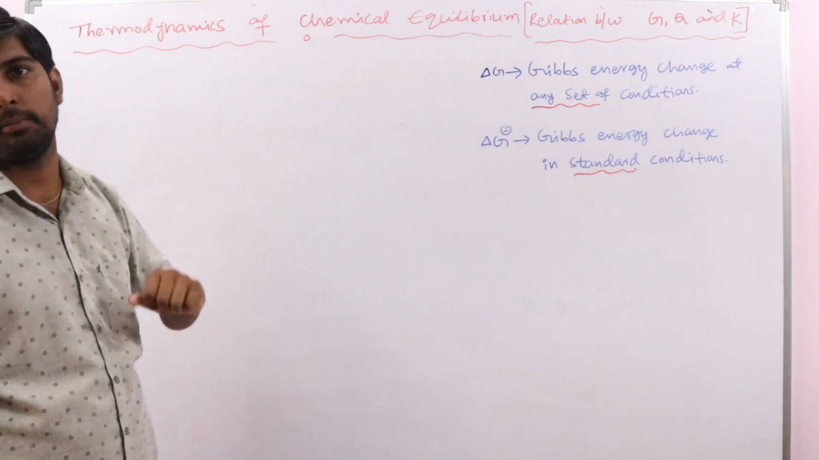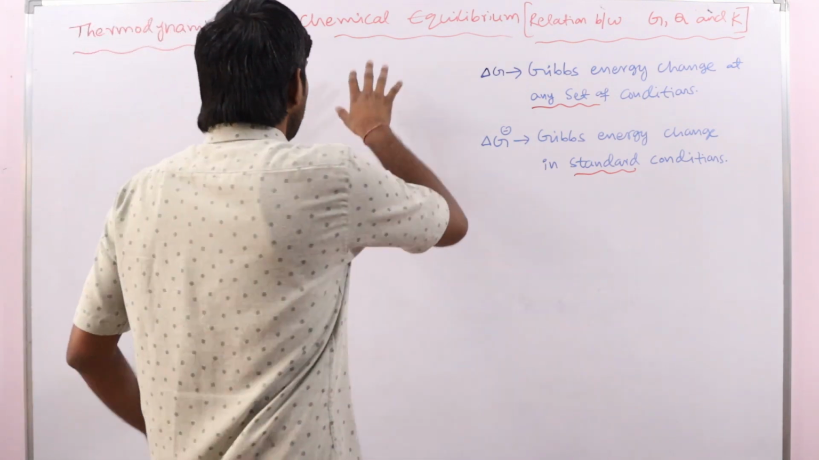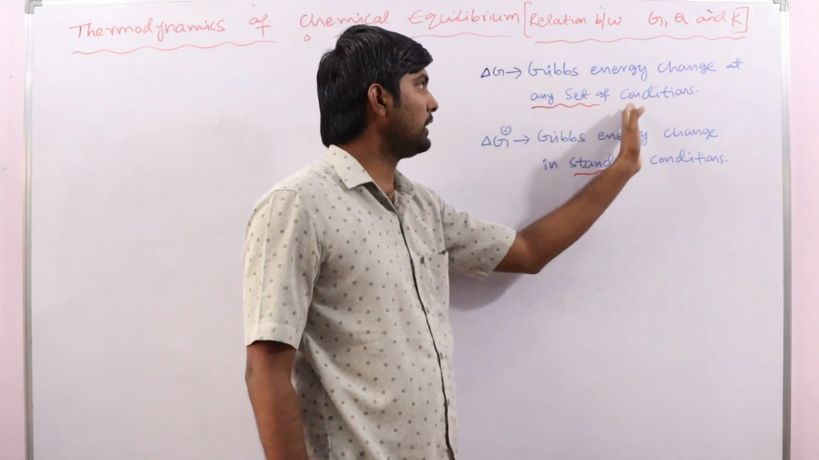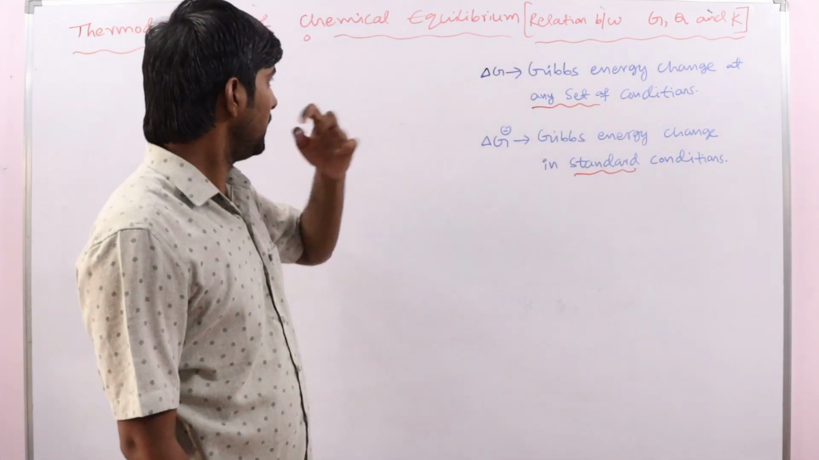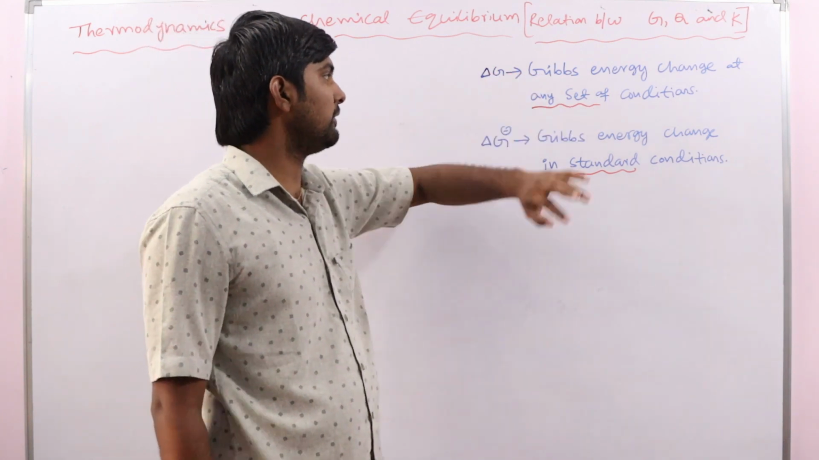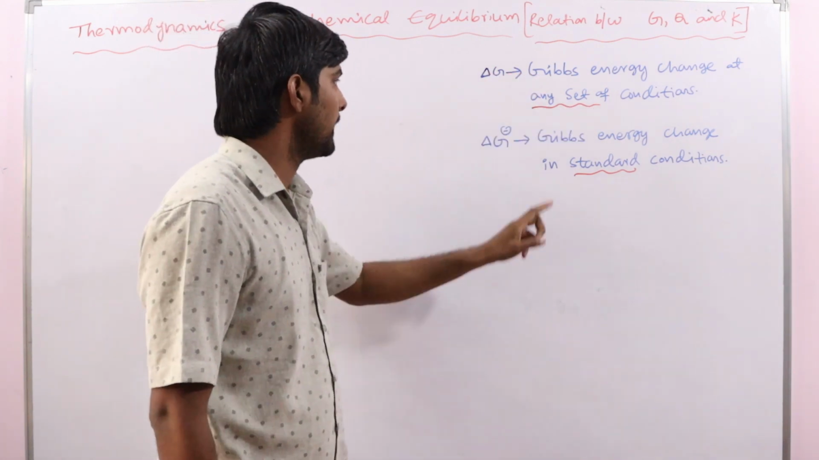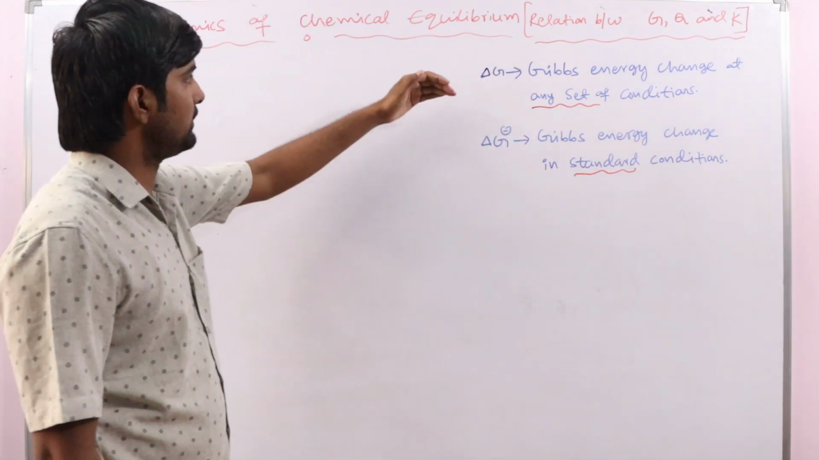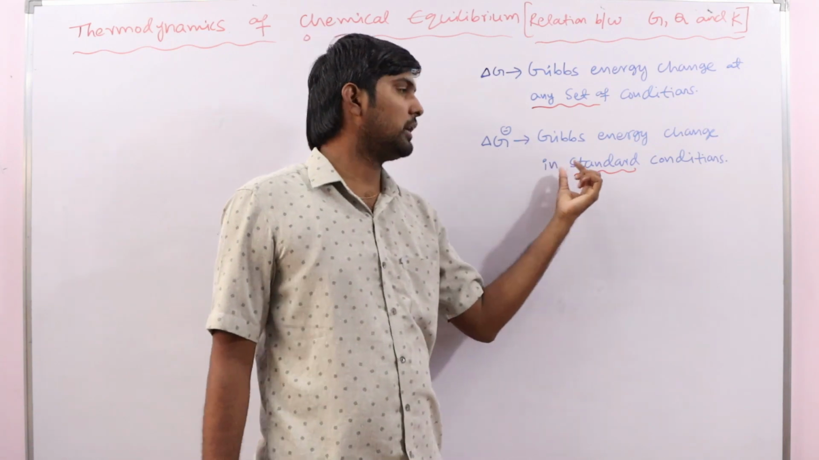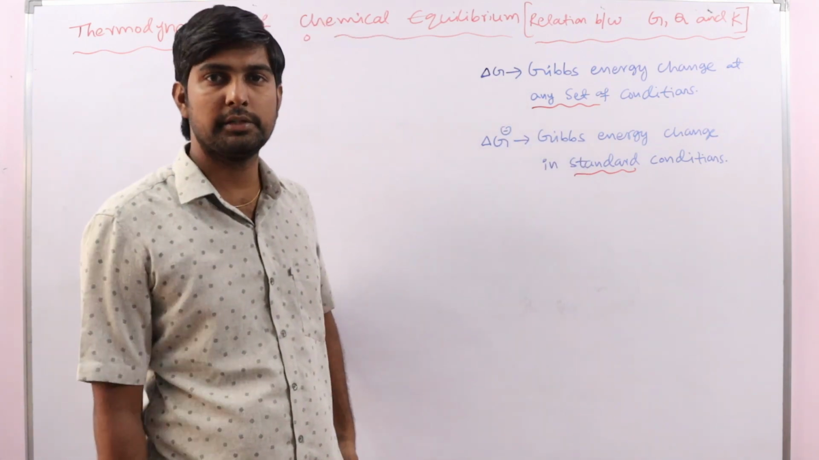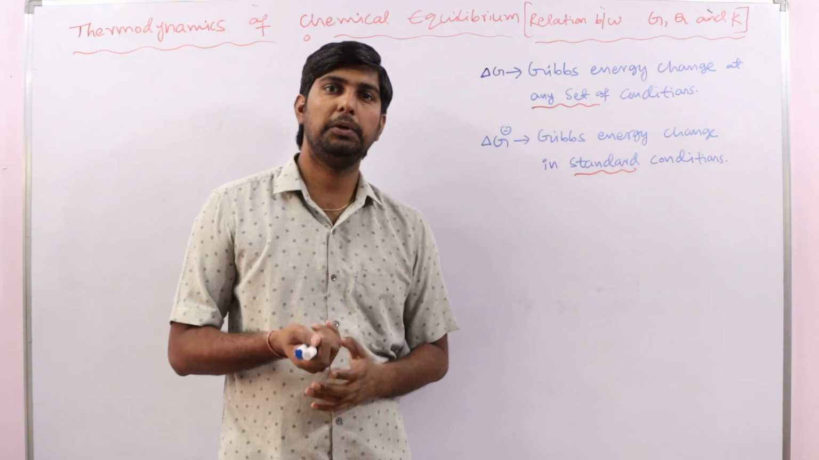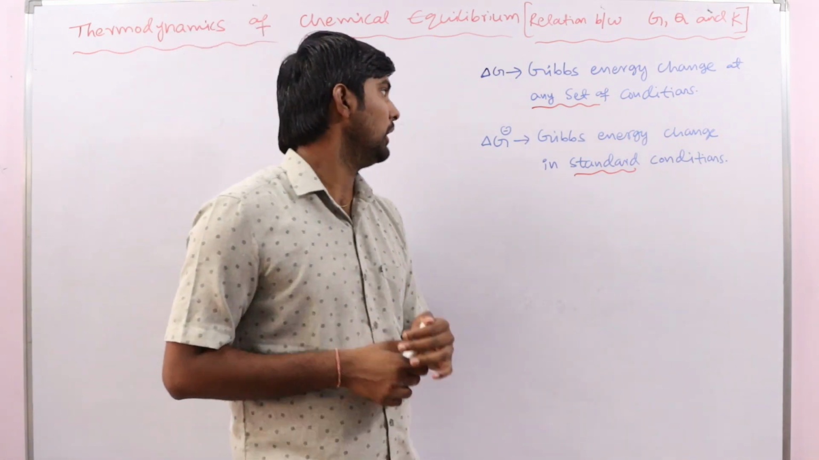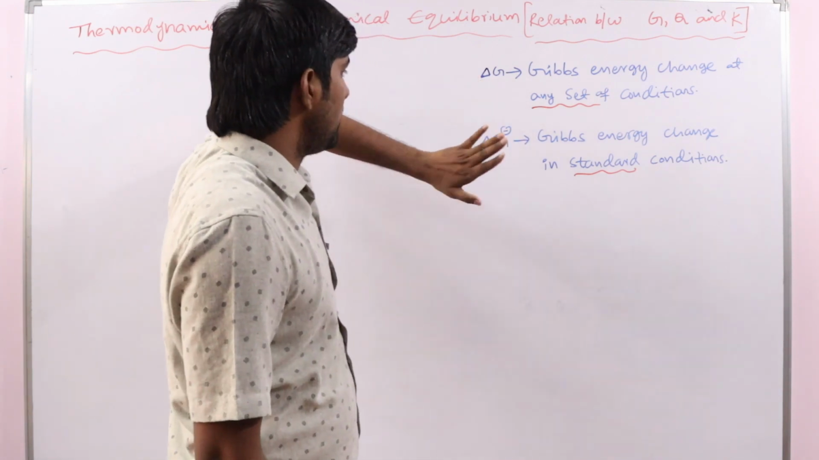to this concept. Now here first, delta G means Gibbs energy change at any set of conditions, and delta G naught is the Gibbs energy change in standard conditions. We discussed delta G and what is standard condition, everything, extensively in thermodynamics. Here I am not going to discuss them right now, that is a separate concept. See, delta G and delta G naught.